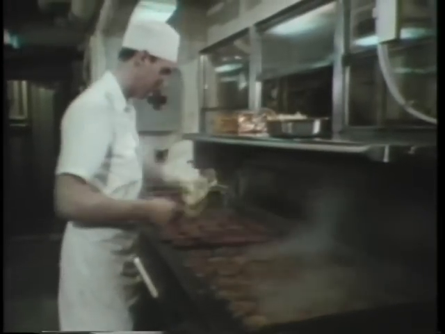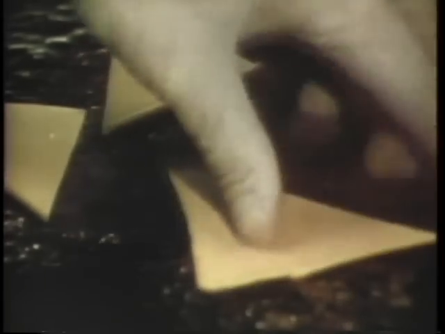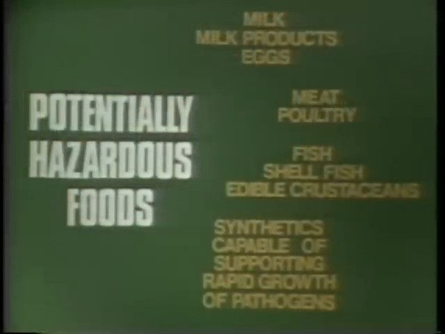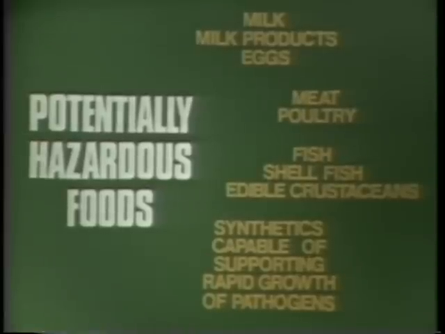Among the most fundamental principles are those concerning the time and temperature relationships that either permit or inhibit the growth of bacterial organisms. They are related particularly to the preparation and handling of potentially hazardous foods, meaning any perishable food that consists, in whole or in part, of milk or its products, eggs, meat, poultry, fish, shellfish, edible crustaceans, or other ingredients, including synthetics, that are capable of supporting rapid growth of pathogens.